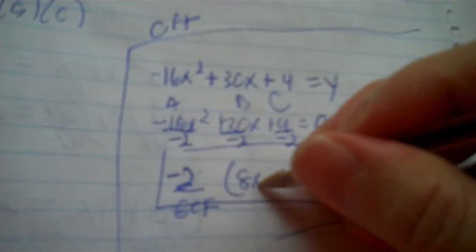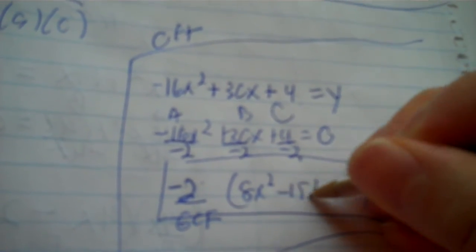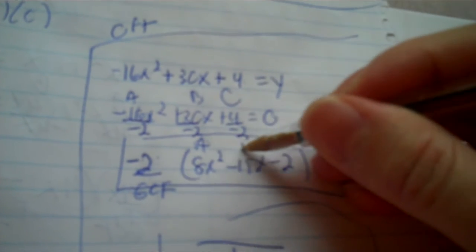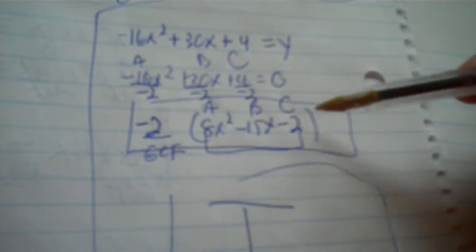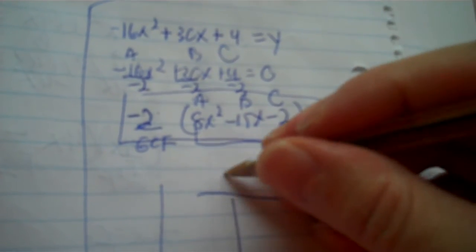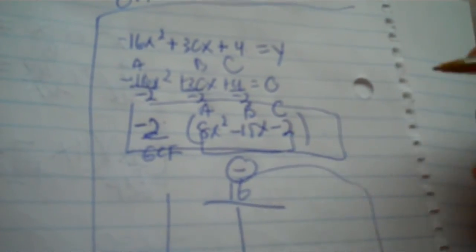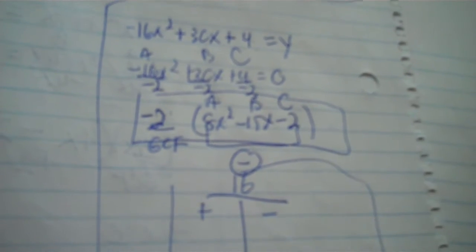So it's going to be 8x to the second minus 15x minus 2. And then I have a new A, B, and C from here. So when I'm working on my chart, that's what I want to go with. 8 times negative 2 is negative 16. Positive times negative. We're adding to try to get to negative 15, which is easy because you divide by 1, you get 16.